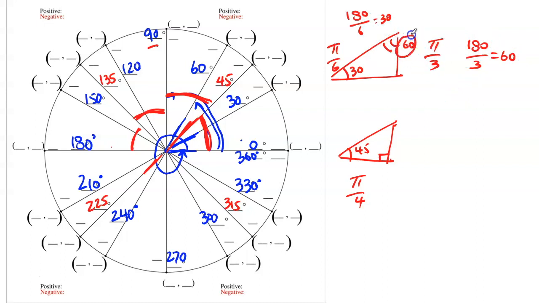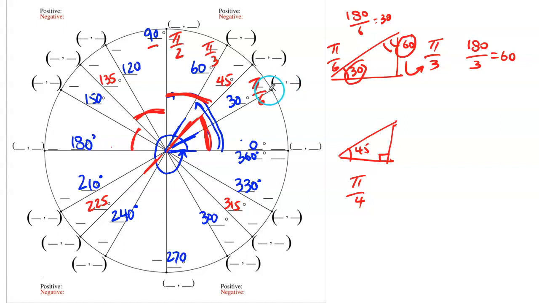So every time you're talking about 60s, your pi is going to be divided by 3. Every time you're talking about 30s, it's going to be over 6. Keep that in mind. 45 will always be divided by 4. So let's start with the 30s. 30 is going to be pi over 6, plus another 30, so it's 2 pi over 6, which is pi over 3, plus another 30, so it's 3 pi over 6, which is pi over 2.